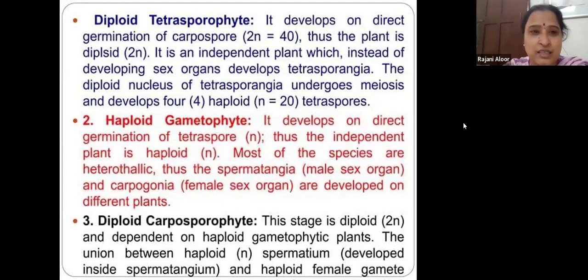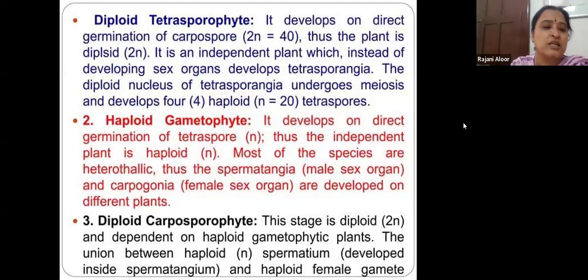Now here, the haploid gametophyte develops from the direct germination of the tetraspore. Here the n stage is there. That's why this is the independent plant. Haploid positions are there. Most of the species are heterothallic. You know what heterothallic is?